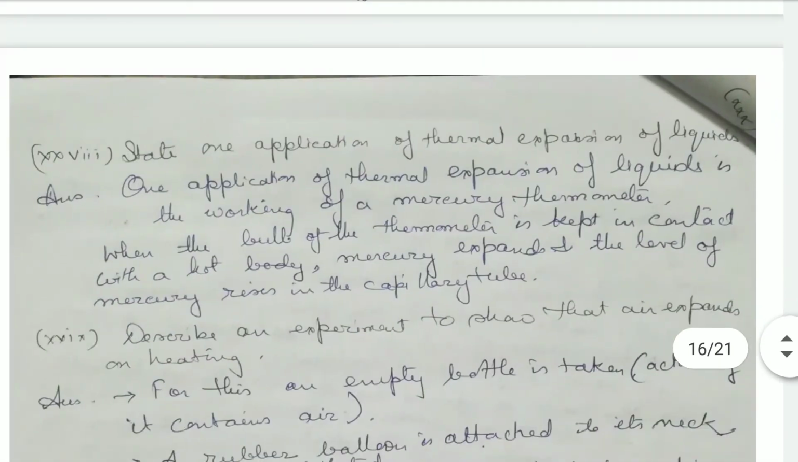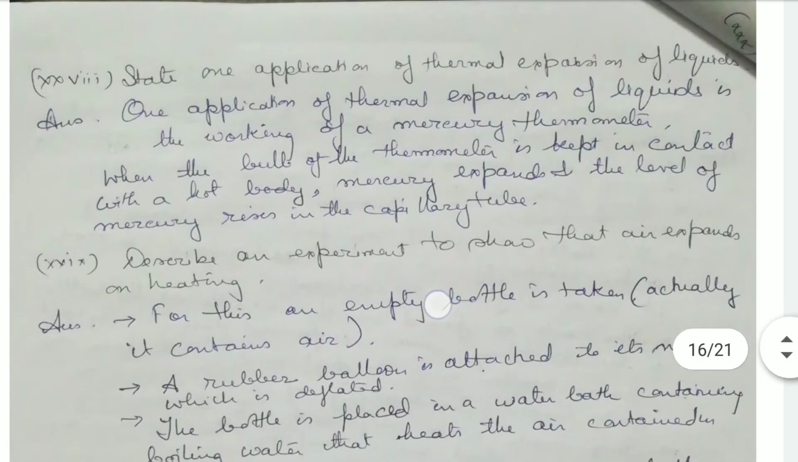Then state an appropriate application. State one application of thermal expansion of liquid. One application of thermal expansion of liquid is the working of a mercury thermometer. When the bulb of the thermometer is kept in contact with a hot body, mercury expands and the level of the mercury rises in the capillary tube.